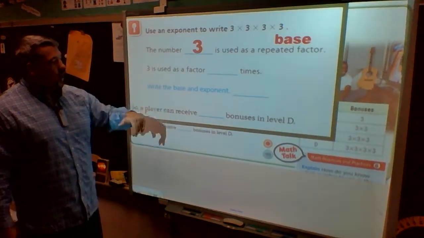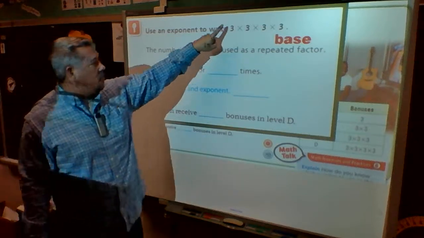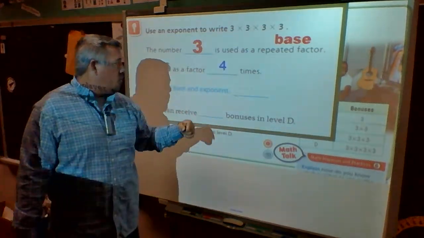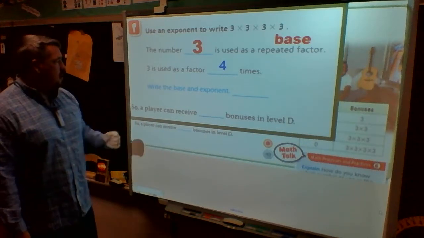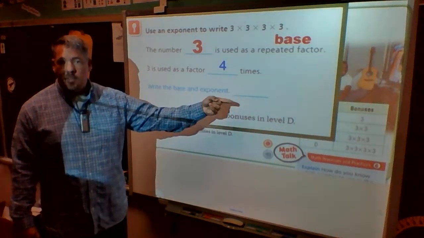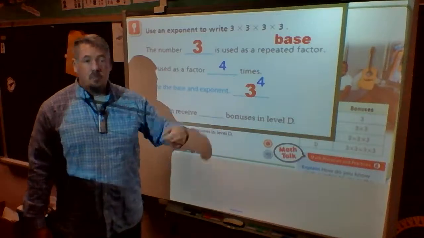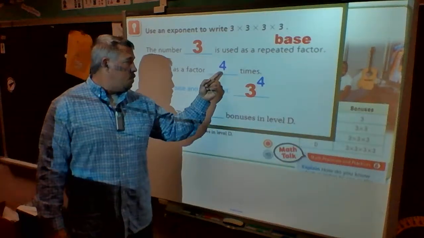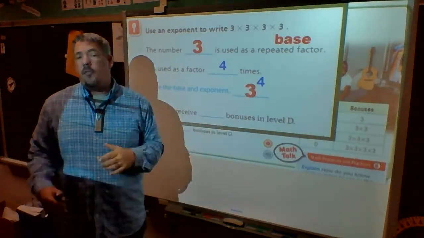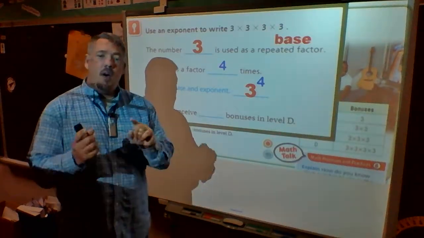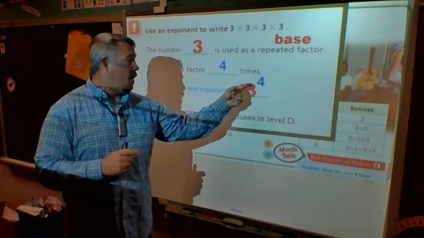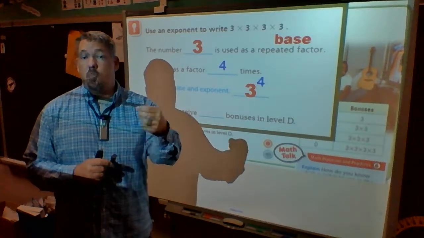3 is used as a factor how many times then? Then I count them: 1, 2, 3, 4. So I know it's to the 4th power, or there are 4 times. So then I write the base and the exponent. So I have my base, which is my large number, and my exponent, my power. If you're typing it in, you go under your fonts and you highlight the number that you want to make your exponent, and you have to choose what is called superscript.